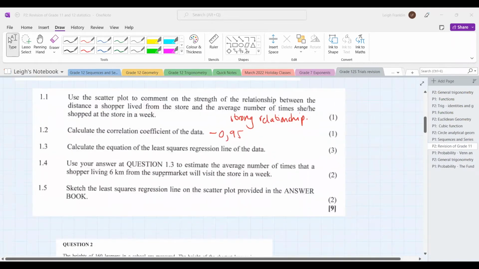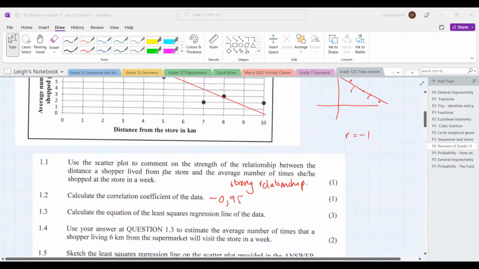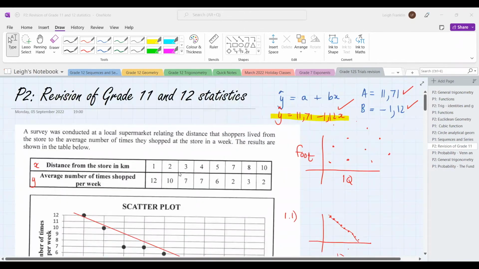So there, we've done 1.3. So now they want us to use our answer from 1.3 to estimate the average number of times that a shopper living 6 kilometers from the supermarket will visit the store within a week. So the number 6 fits in over here, right? So they are asking us to use the equation of the least squares regression line to make a prediction that lies within the set of data that they've given us. Okay, so we're allowed to do that.